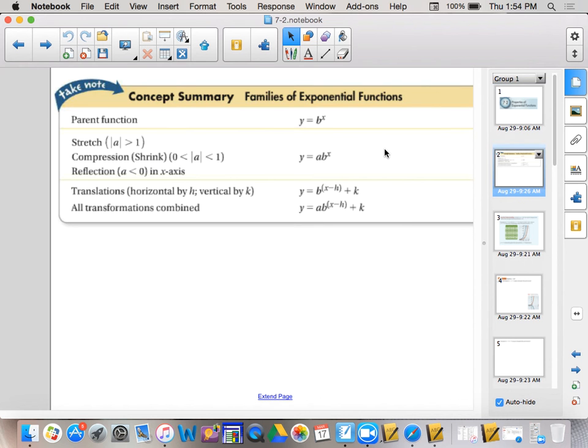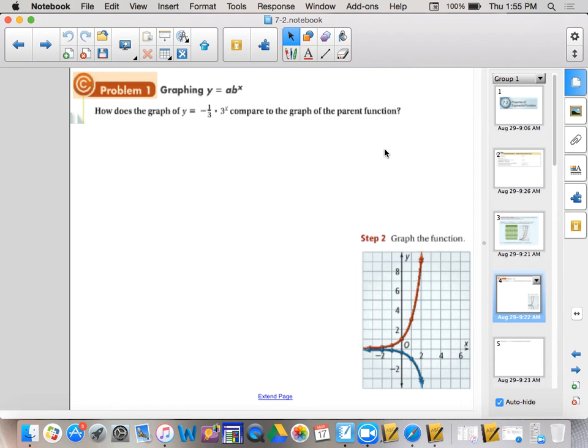So today, these are the families of exponential functions. The parent function of what we're doing today is y equals b raised to the x power. We're going to take that and tell the transformations, whether it stretches, compresses, reflects, and the translations left and right and up and down, horizontally and vertically. Okay, so let's look at a problem.